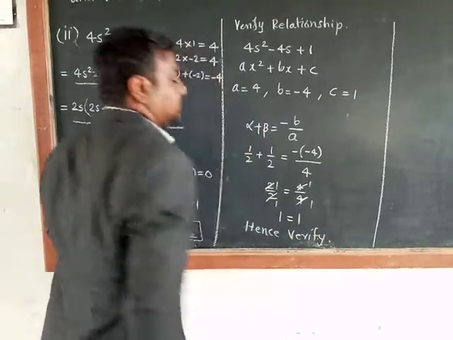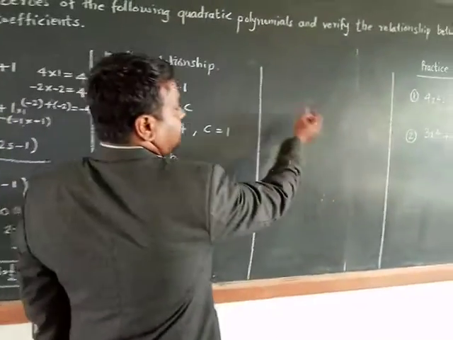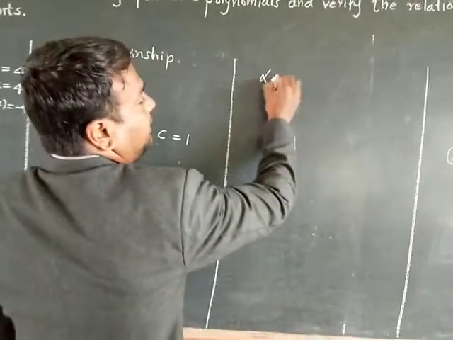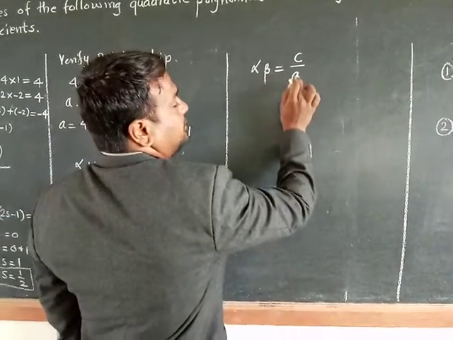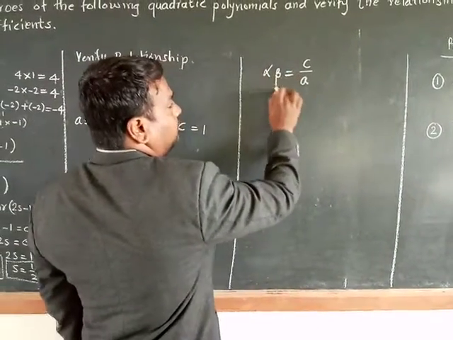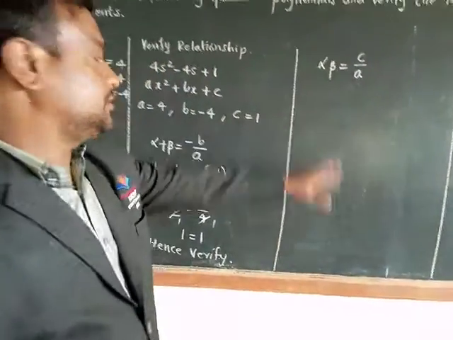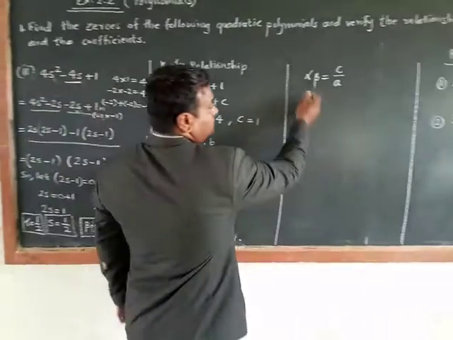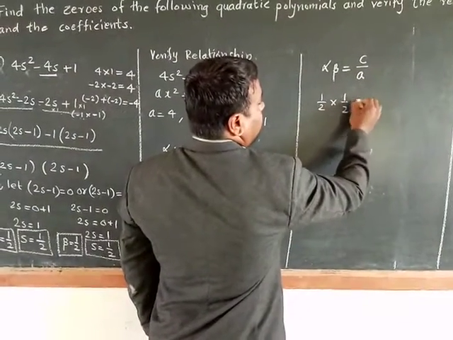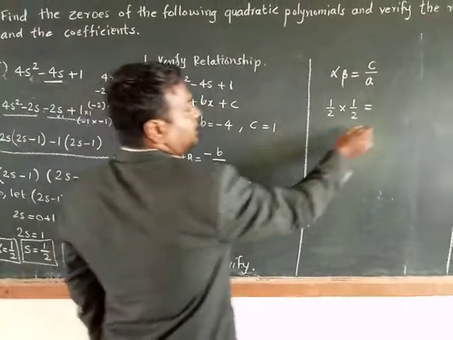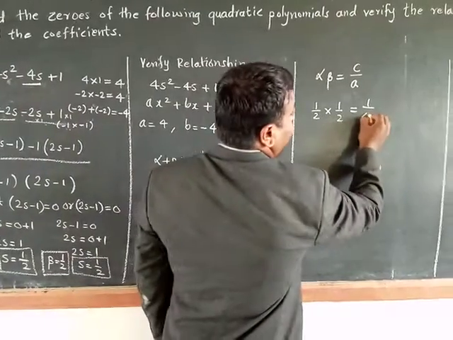But we also verify the second relationship, the product of the two zeros. As we know, the product of the two zeros, alpha into beta, is equal to the constant term c upon the coefficient of x², that is a. Alpha into beta is equal to c upon a. So let us find the product of the two zeros. Alpha is 1/2 into beta is 1/2. The constant term c is 1, and the coefficient of x² is 4.